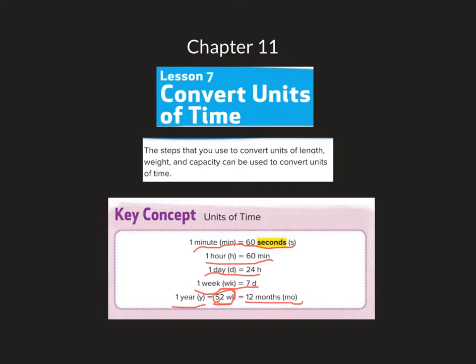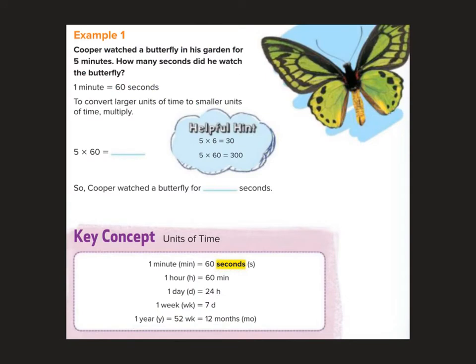So let's get started. Cooper watched a butterfly in his garden for 5 minutes. How many seconds did he watch the butterfly? So if 1 minute is 60 seconds, to convert larger units of time to smaller units, we multiply, same as we've been doing. So I need to do 5 times 60 because there's 60 seconds in 1 minute. So here's a little helpful hint. 5 times 6 is 30. 5 times 60 is 30 with a 0, or 300. So Cooper watched a butterfly for 300 seconds.